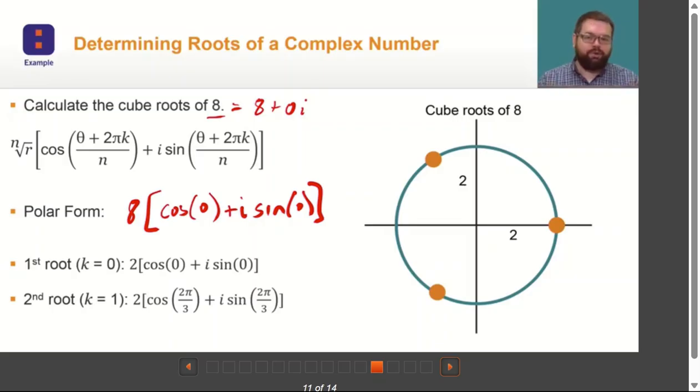To calculate the third root, set k equal to 2. This adds 2 pi over 3 to the argument of the second root. This result is 2 times the cosine of 4 pi over 3 plus i times the sine of 4 pi over 3. Notice how the roots are equally spaced around the circle with a radius of 2. Each root has the same modulus, while the arguments differ by 2 pi over 3.